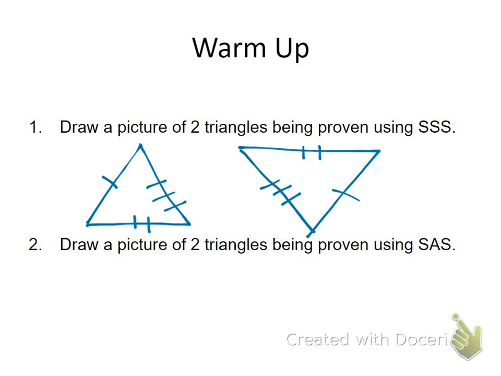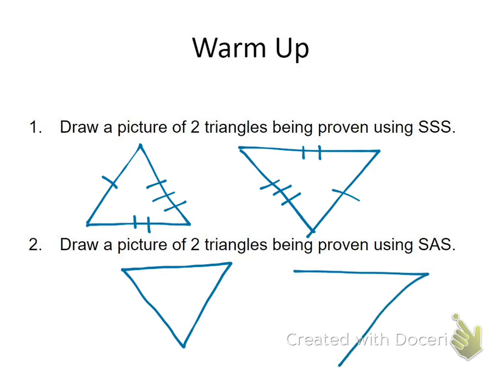Draw a picture of two triangles being proven using side angle side. You could do this multiple ways too, but we need a side, an angle, and a side that all touch. So the two sides must form that angle. So we could just do side, angle, side, side, angle, side. Okay, see how these two sides form that right angle?